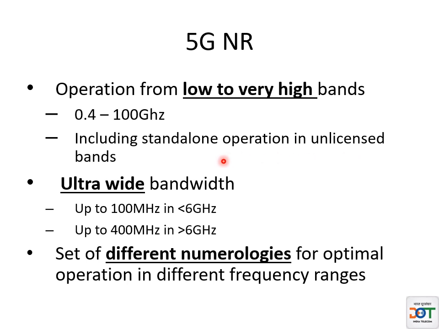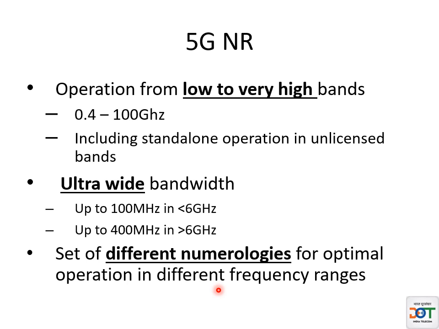And when we say ultra wide bandwidth, the bandwidth used in 5G NR will also be high compared to 4G. In 4G, 20 megahertz is the highest bandwidth which can be used, but in 5G NR, as we discussed, the minimum requirement specified is 100 megahertz. So for a sub 6 gigahertz frequency band, up to 100 megahertz bandwidth will be used, and for above 6 gigahertz band and up to 100 gigahertz band, the bandwidth can be used up to 400 megahertz. And of course you have the concept of carrier aggregation, and then a set of different numerologies will be used for optimal operation in different frequency ranges.